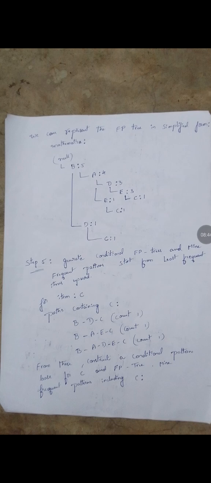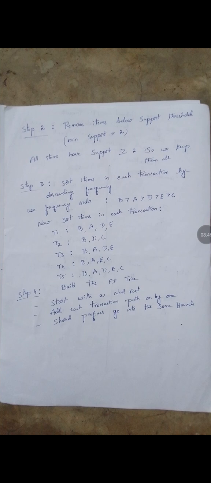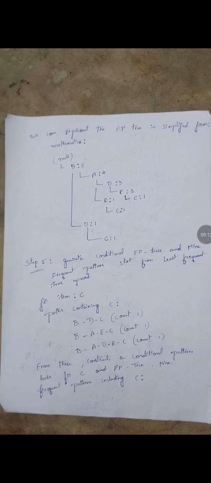How can we draw it? We have to follow sorting ordered transactions. After sorting, we have written the descending order transactions, and we have to follow those descending order transactions. We have to draw the tree structure with the null root. Then we have to follow step 5.